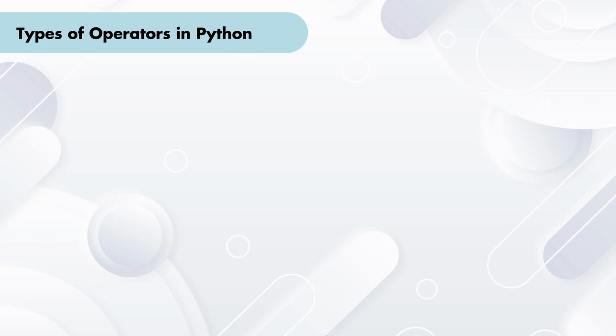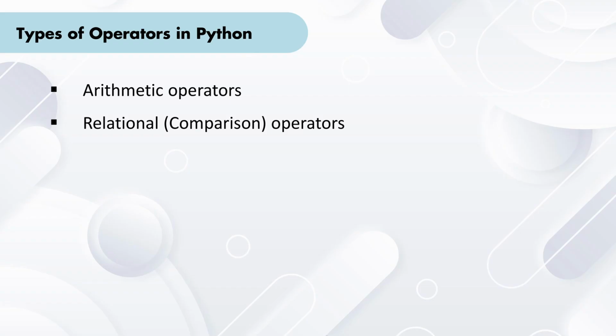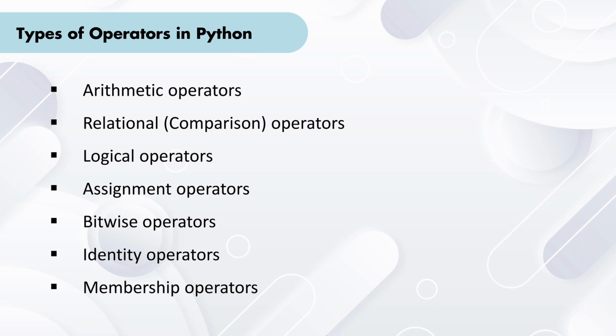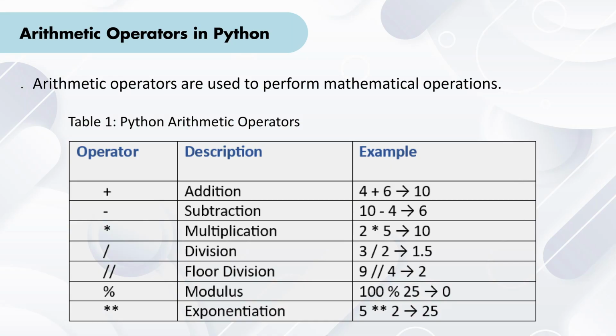Python provides several categories of operators, including arithmetic operators, relational operators, also known as comparison operators, logical or Boolean operators, assignment operators, bitwise operators, identity operators, and membership operators. By the end of this lecture, you will have a good understanding of these operators and their precedence and associativity. Let us begin with arithmetic operators.